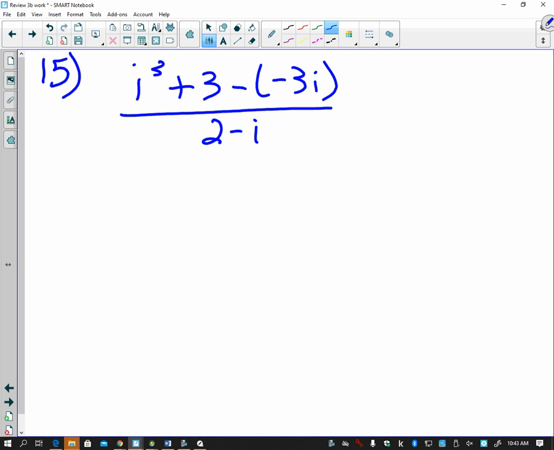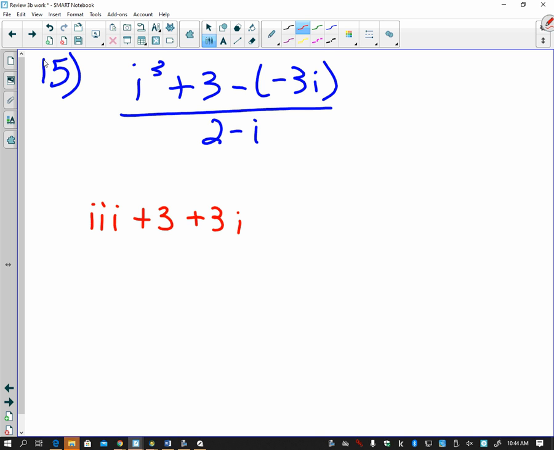Now I can tell you that the first thing you're going to do is simplify the numerator. And whenever we go to divide by the denominator, we are going to multiply by the conjugate. That is the step that is most commonly forgot on these questions. i cubed. So for this, I'm going to write this up like this. We can make that a plus 3i. That gets rid of a couple of things for us.